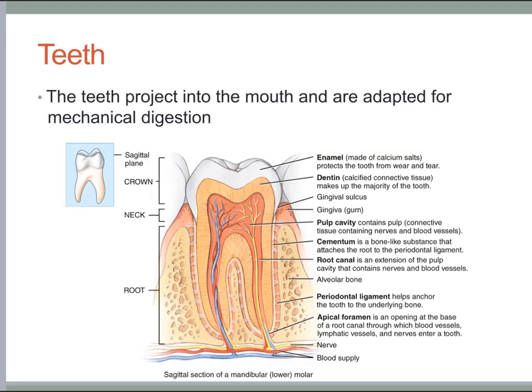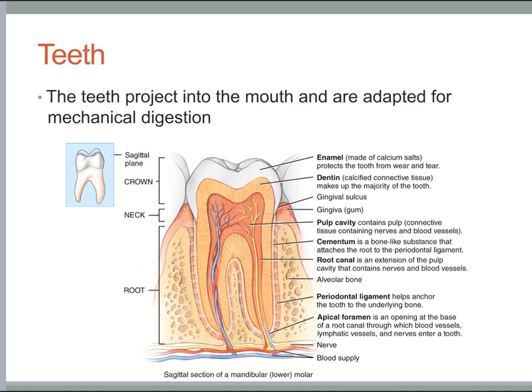Aside from our tongue, we have our teeth, and we don't go too much into the anatomy of the teeth, but I'm going to talk about it a little bit here because I find it interesting. The teeth project into the mouth and are adapted for pretty much mechanical digestion. That's their job: either chewing, tearing, puncturing, rupturing, or grinding food.